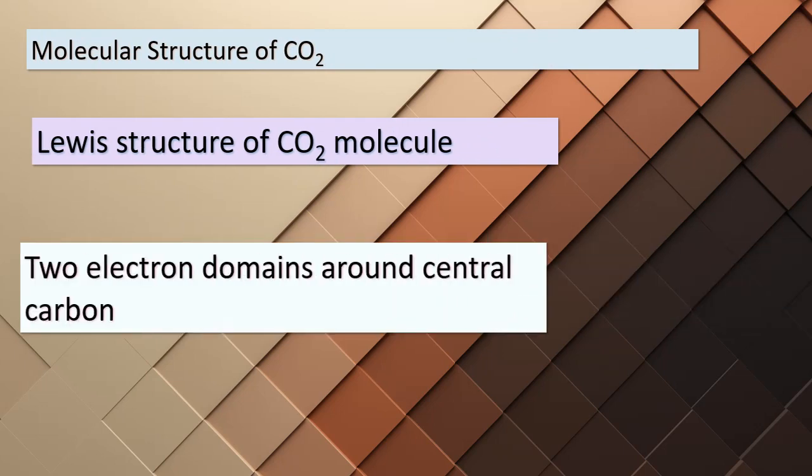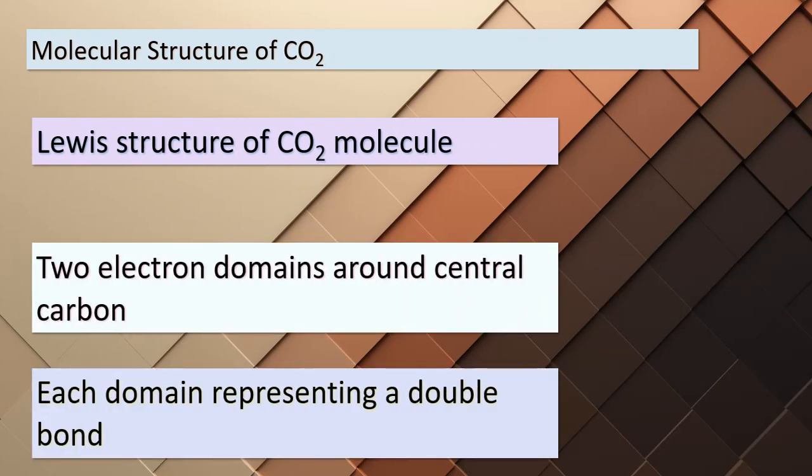Hello again, students. Now, let's venture into the world of molecular structure and take a closer look at the CO2 molecule. In the Lewis structure of CO2, we can observe two electron domains surrounding the central carbon atom. These domains are each represented by a double bond. Imagine these bonds as pathways for electrons, forming a unique arrangement that shapes the molecule. This structure has fascinating implications for the properties and behavior of CO2. Let's continue delving into the captivating realm of chemical structures and their significance.